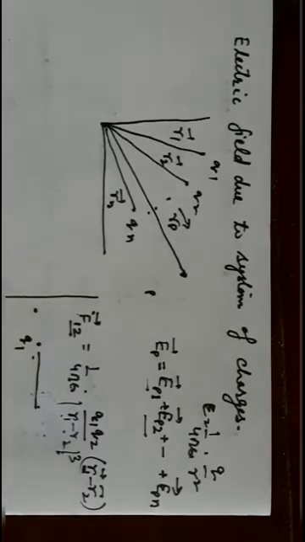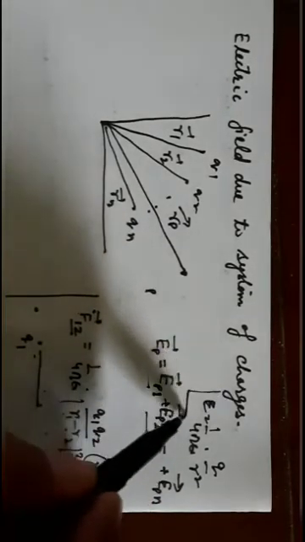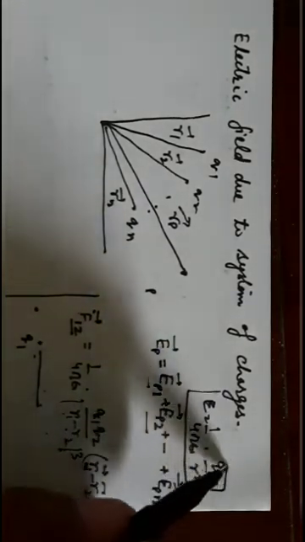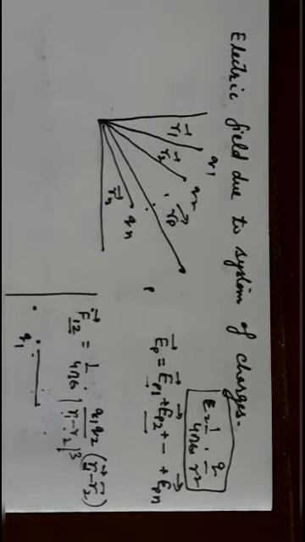In this video, we will discuss the electric field due to a system of charges. Here, we know the electric field due to a point charge is E equal to 1 upon 4 pi epsilon naught Q by R square. Now, if this is for a single charge, and we have a number of point charges, then how do we find the electric field?